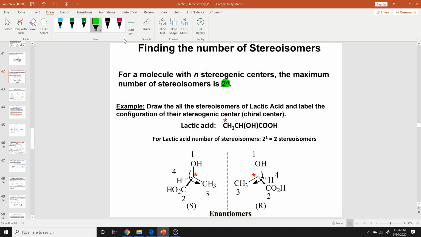So let's have an example. Draw all the stereoisomers of lactic acid. This is lactic acid over here. I'm giving you the structure. And you need to label the configuration of their stereogenic center, of their chiral center in there. So the first thing that you would need to do is draw it and then label the chiral center. Normally it's easier to view it when you write it down.